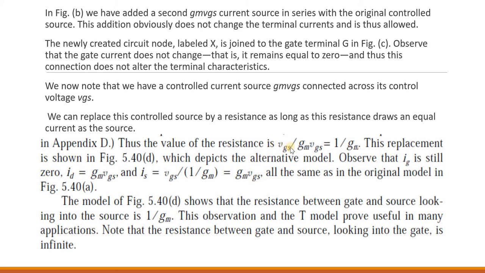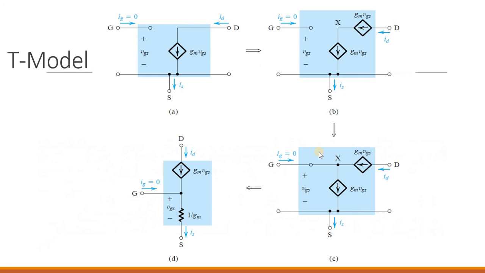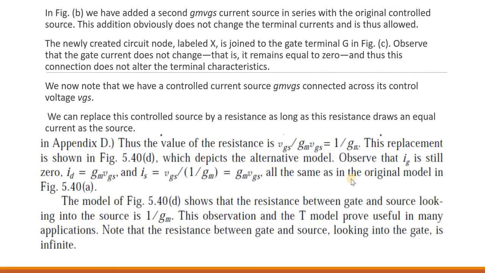That is VGS divided by Gm into VGS. What is the voltage applied here? VGS. What is the current here? Resistance is voltage over current, so VGS divided by Gm into VGS, which is nothing but 1 over Gm. That is why the resistance value is written as 1 over Gm.